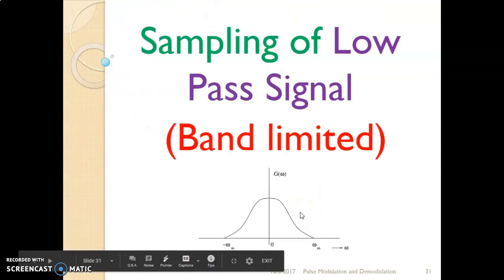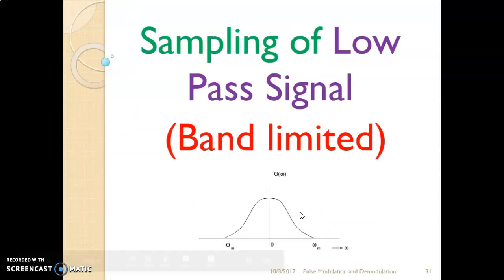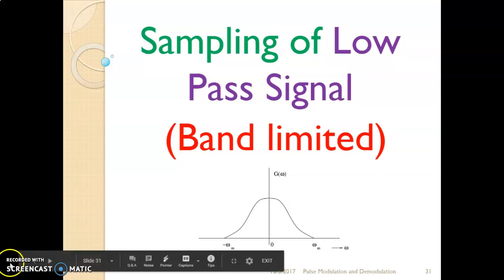So this is the proof of the sampling theorem, which states that any signal which has to be converted into a digital signal should be sampled at a rate twice the maximum signal frequency. If that is not done, then the aliasing effect will be there in the output, and the reconstruction of the signal is difficult.